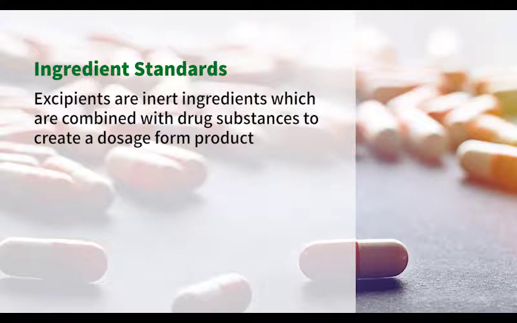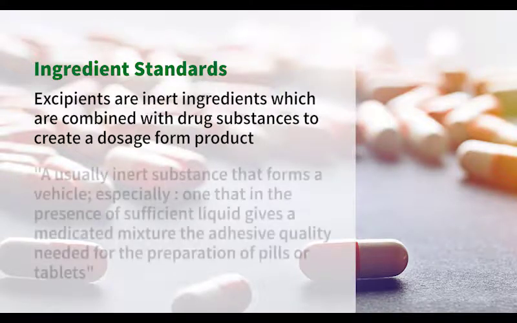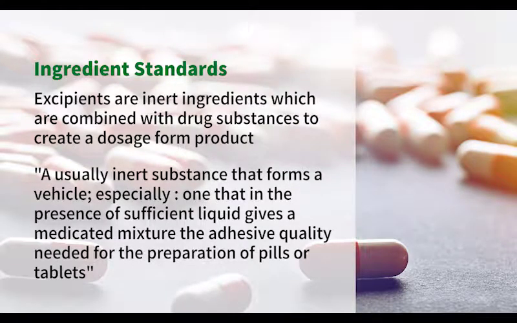Well, the medical dictionary describes an excipient as a usually inert substance, such as a gum arabic, a syrup, a lanolin, or a starch, that forms a vehicle, such as a drug or an antigen, especially one that in the presence of sufficient liquid gives a medicated mixture the adhesive quality needed for the preparation of pills and tablets. So exactly what does this translate into for us? Well, this is all the extra added stuff.